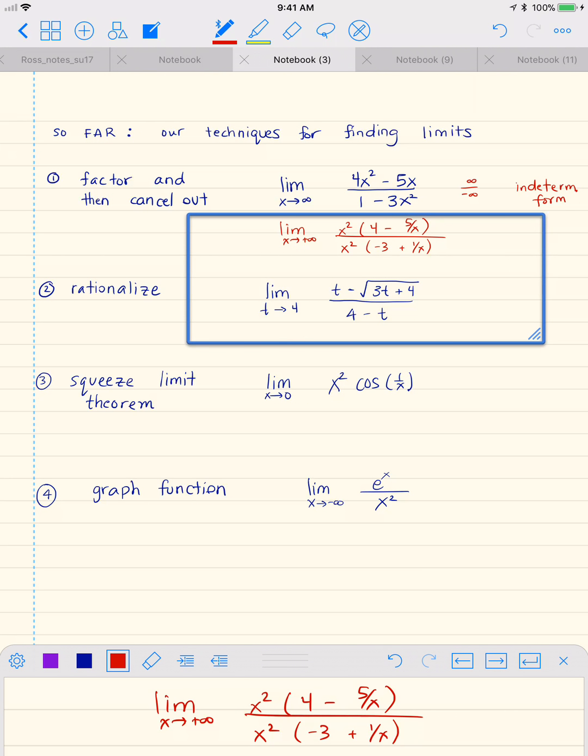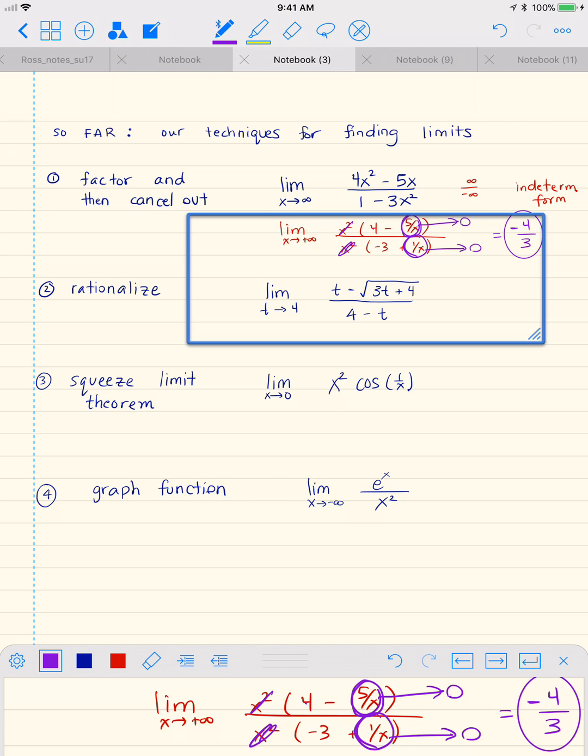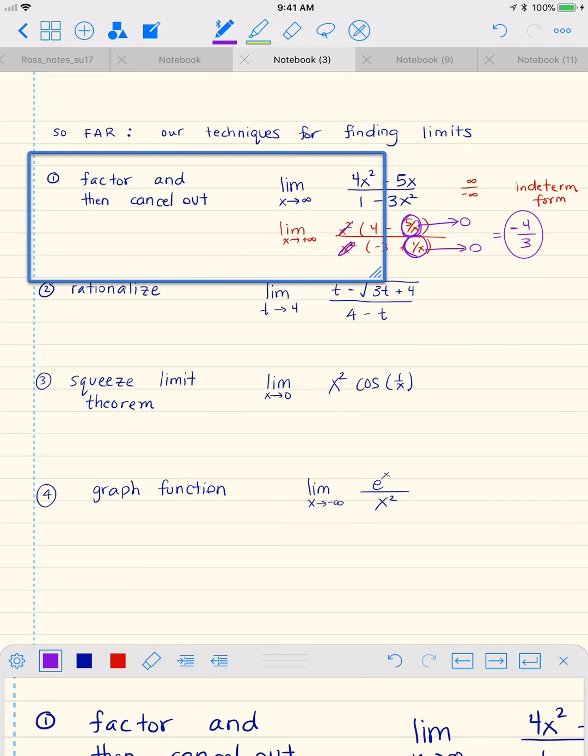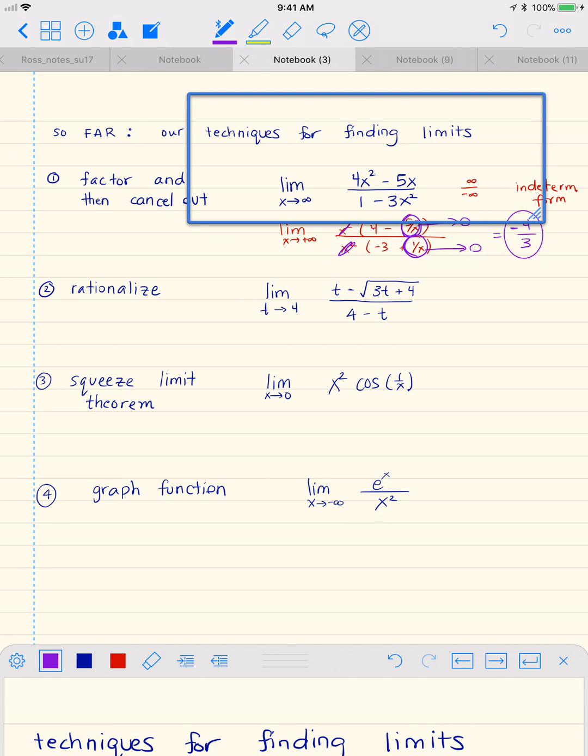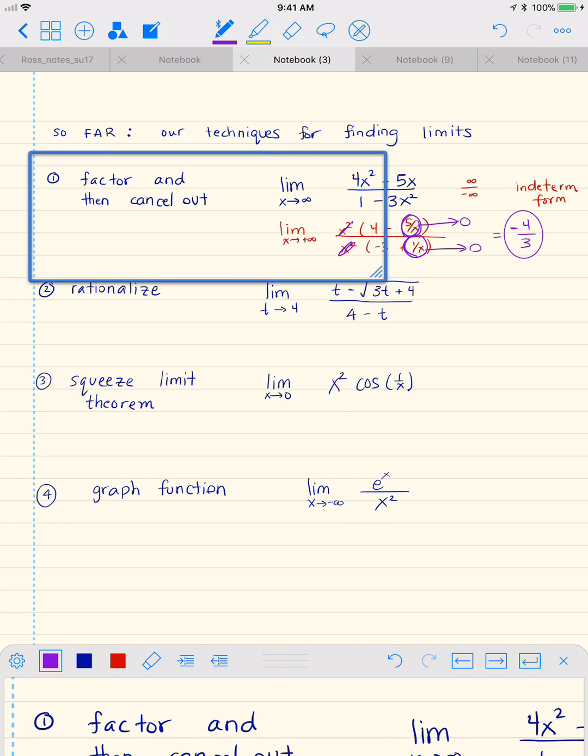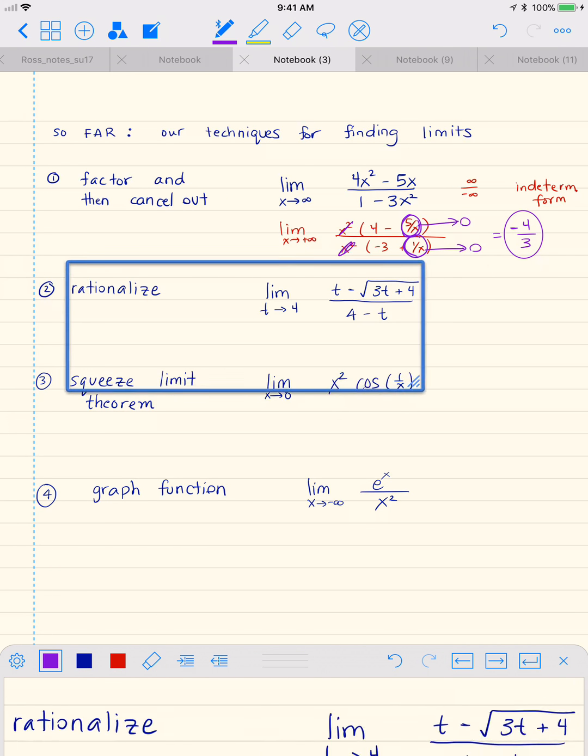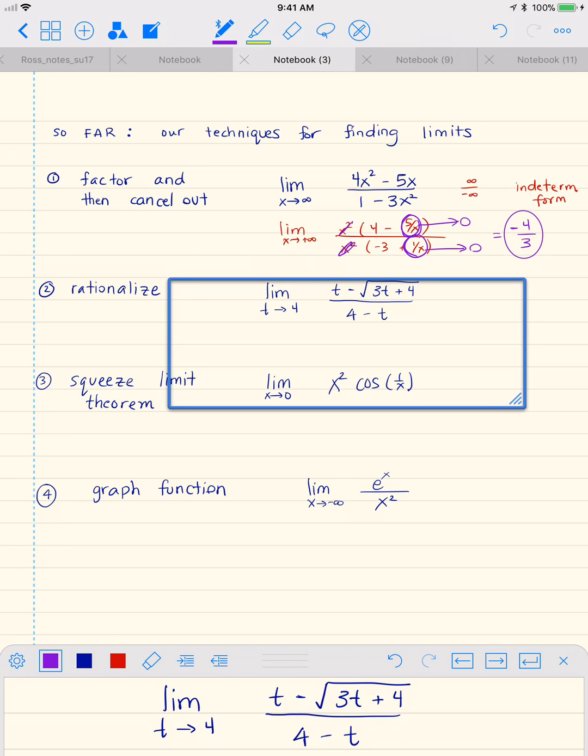Now as x goes to plus infinity, 5 over x is going to go to 0 and 1 over x is going to go to 0. The x squared cancels out, and we would end up with 4 over negative 3. So we say this limit is equal to negative 4 over 3. So that was our first approach: techniques for finding limits when you have an indeterminate form was to factor and to cancel out. The second approach was to rationalize.